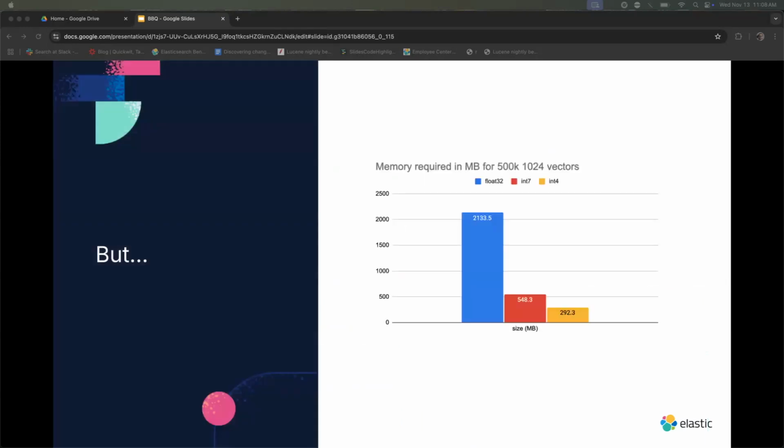So there's a but. So this is how many megabytes it requires, and man, it's really hard to see for your people in the back. I'm sorry, but it's about 2 gigs for float32 for 500,000 1024-dimension vectors. And then for int4, it's about 300 megabytes, which is, hey, you know what? 300 megabytes for 100,000 vectors is great. But you know what? We don't want 100,000 or 500,000. We want hundreds of millions. What is this going to take? And even for int4, this is still like 50 gigabytes of RAM for you to have for the random seeking all over the place.